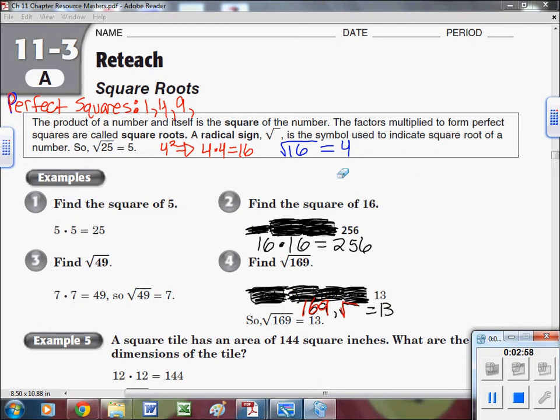4 squared, 4 times 4, that's 16. 5 squared is 25. 6 squared, 6 times 6, that's 36. 7 squared is 49. 8 squared is 64. 9 squared is 81. 10 squared is 100. Now, sometimes we get a little stuck after these, but maybe try to know a few more, but at least know these. 11 squared, 11 times 11, that's 121. 12 squared is 144. 13 squared is 169. And I'm going to stop there, I'm out of room.